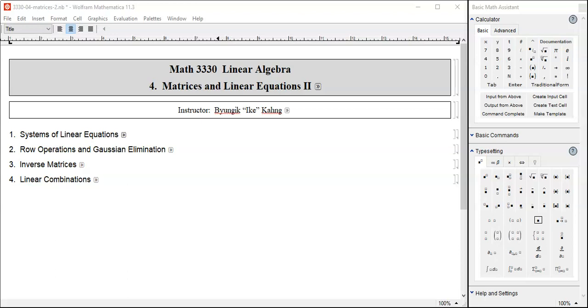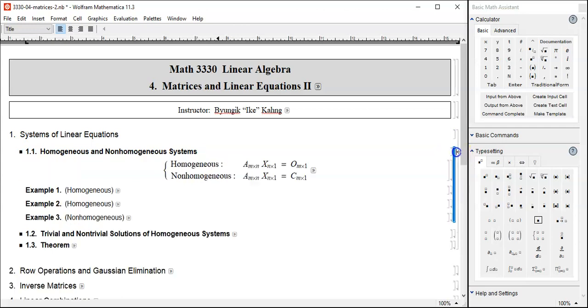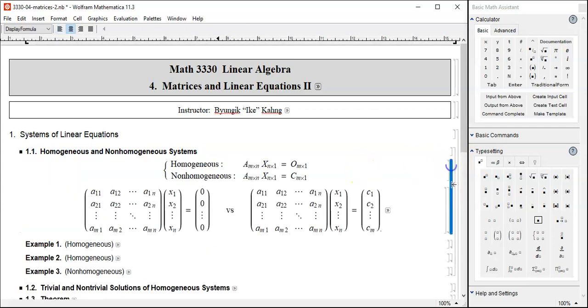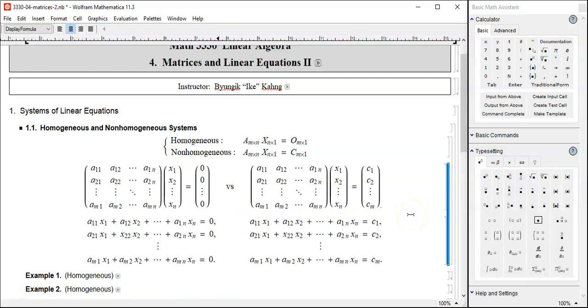But here in Module 4, our focus of attention is systems of linear equations. More precisely speaking, the relationship between matrices and systems of linear equations. Let's begin. We can classify systems of linear equations as homogeneous and non-homogeneous. These are homogeneous and these are called non-homogeneous. What's the difference? Right-hand side is all zero, then homogeneous. Not all of them zero, at least one non-zero, then non-homogeneous.